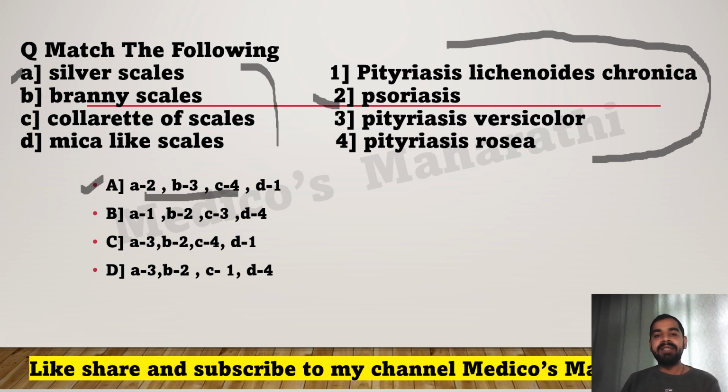Bran-like scale is seen with Pityriasis lichenoides chronica. Collarette of scales is seen with Pityriasis rosea. Okay, mica-like scale is seen in Pityriasis versicolor. So my dear friends, here the correct answer will be option A. So let's go to the next question.